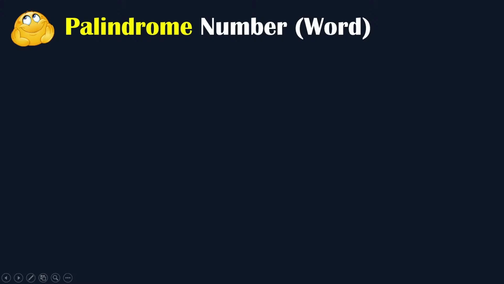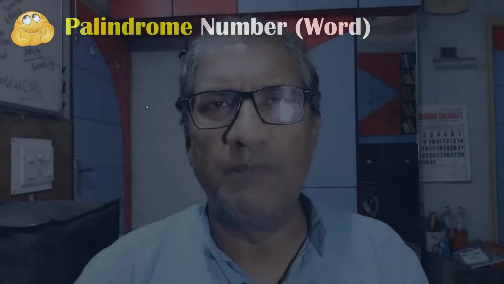So now let us start with what is a palindrome number or palindrome word. Palindromic number means if you write a number and then you reverse the number, you are going to get exactly the same number. Same thing with the word. In any word, if you reverse the word, you are going to have the same word again. So this kind of numbers and words are what is called palindrome number or palindrome word.